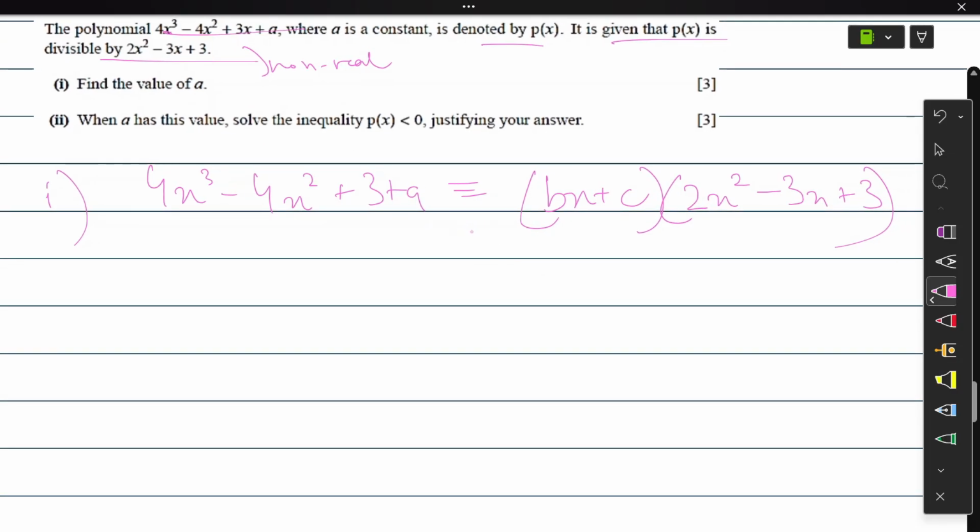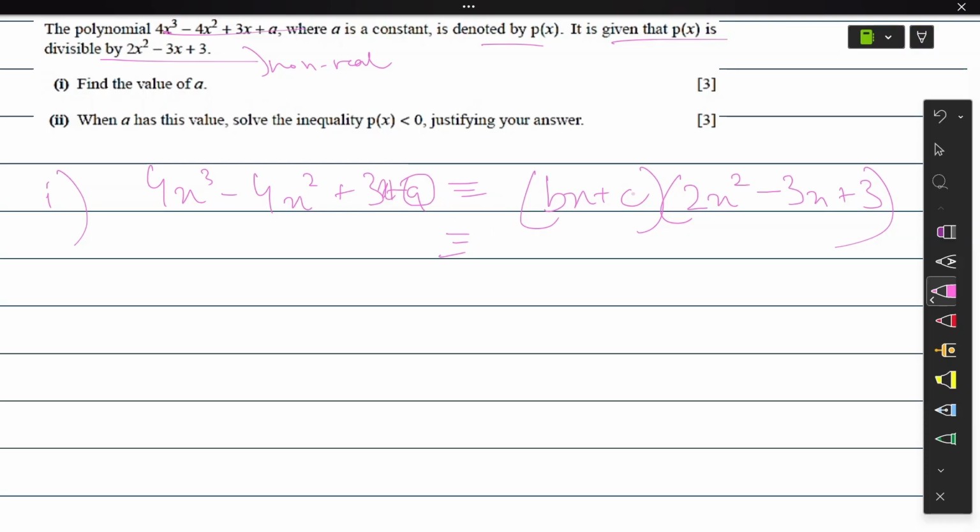First, let me just expand this one. By the way, there is no need to expand. Do you know why? Think a bit. This is a constant term. Expansion will just give me a general form of all of these terms: bx cube plus cx cube plus ex cube, minus 4x square, 3x, and a. But this is a constant term.